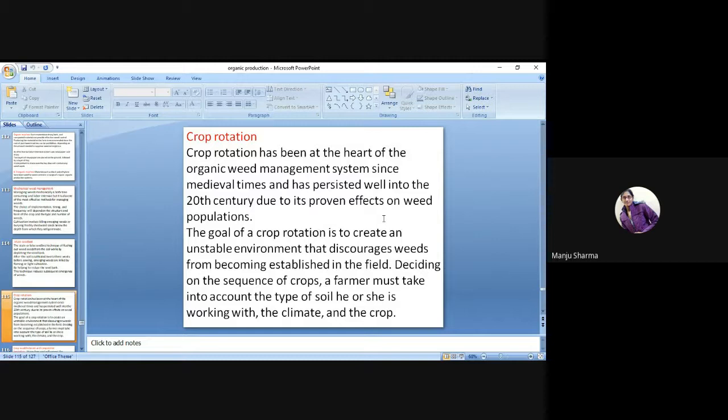So the goal of a crop rotation is to create an unstable environment that discourages weeds from becoming established in the field. So, in deciding the sequence of crops, a farmer must take into account the type of soil he or she is working with, the climate, and the crop.